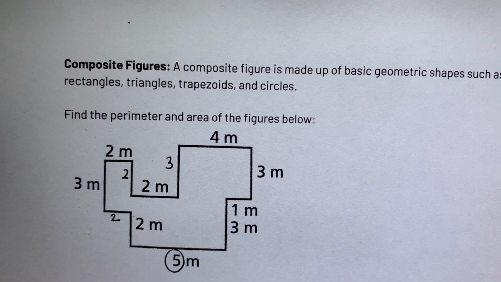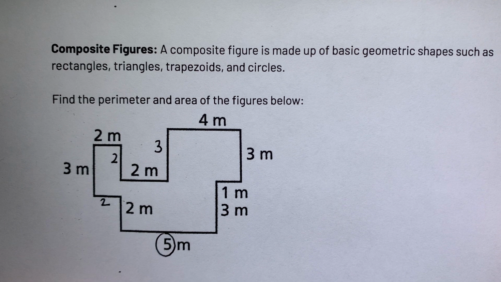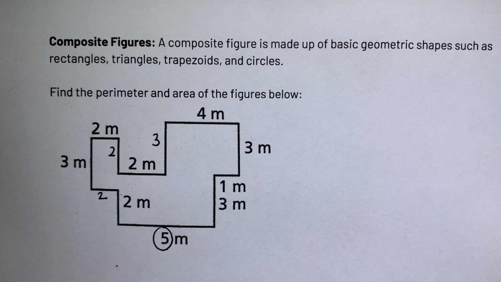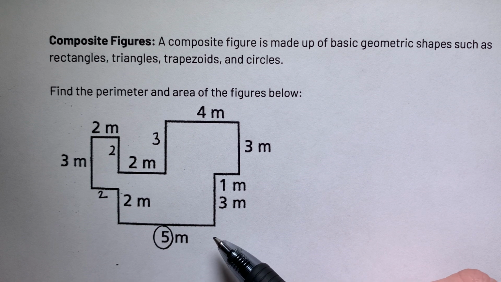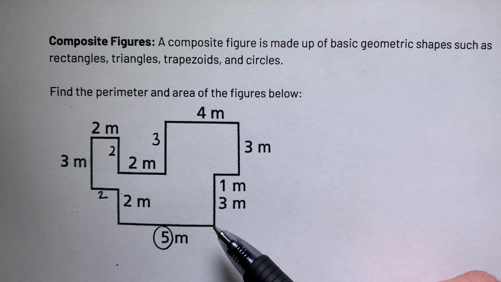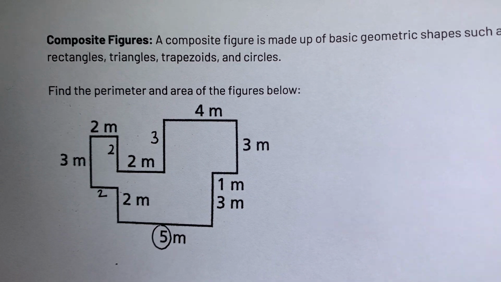All right, so this last video is about finding the area and perimeter of composite figures. Some people really like these, some people hate these. Composite figures are like the most common thing that you're gonna see in the real world when it comes to geometric shapes, like pools, backyards, restaurants, etc. So the first thing I'm gonna do is find the perimeter.